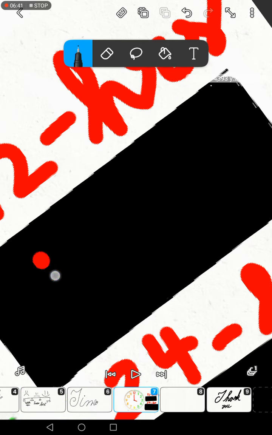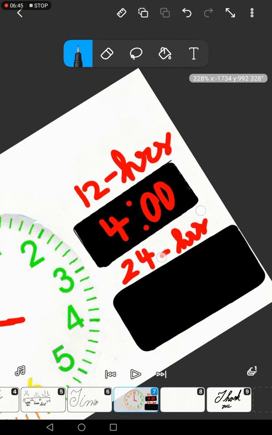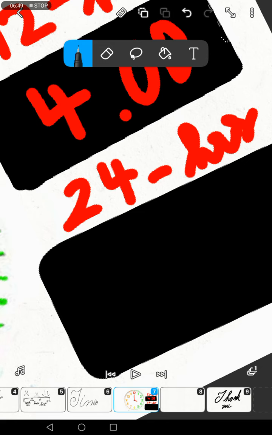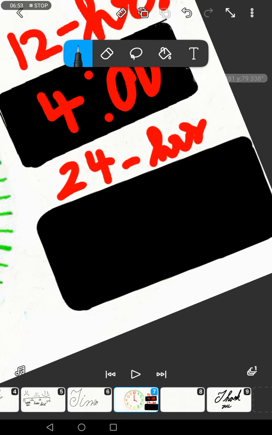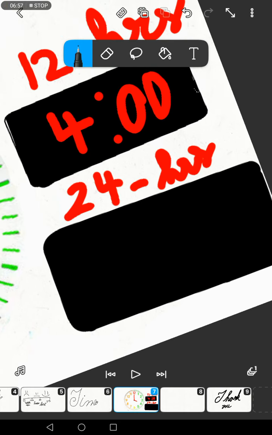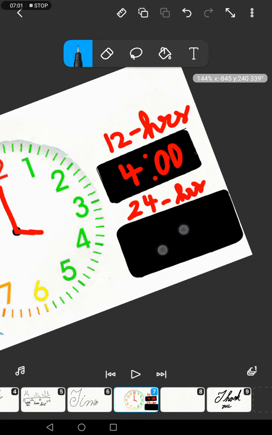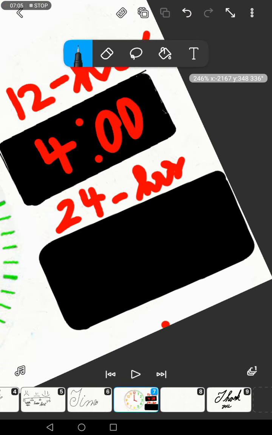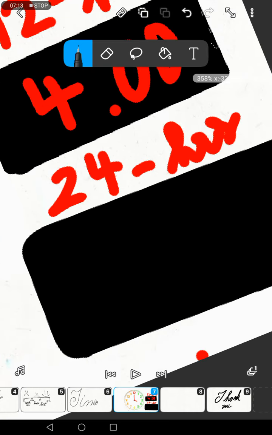In 12 hours, we call it 4 o'clock. In 24 hours, if it's day, it is 4 hours, because we add hours to the 24 hours clock. That means 4 hours. We don't say 4 o'clock. If it's PM, we should add 12. So 12 plus 4 is equal to 16. It is 16 hours.